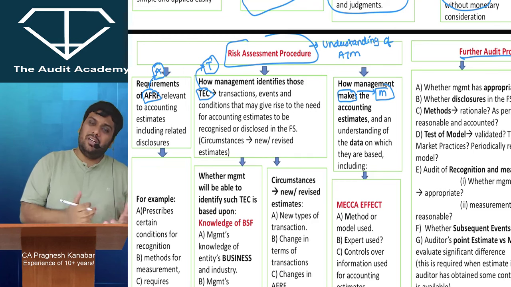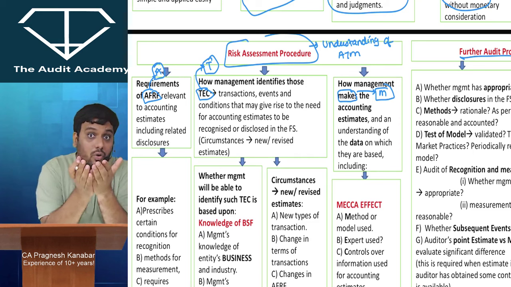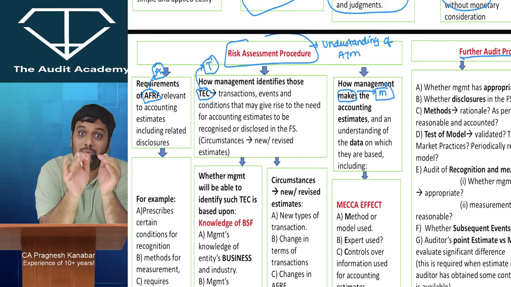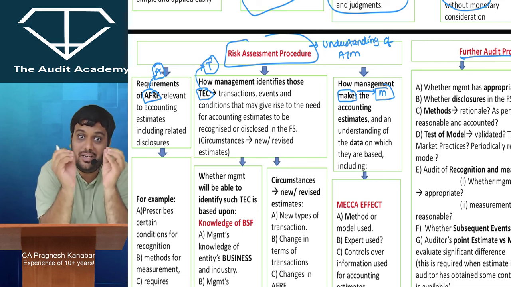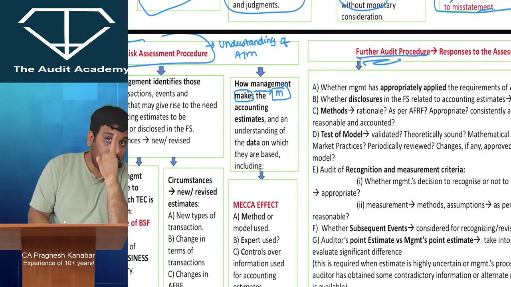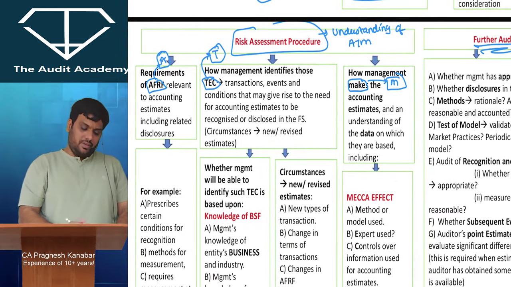Why do you want to obtain understanding of AFRF? You are just trying to obtain understanding. Don't write check whether sufficient and appropriate. In risk assessment procedure, you are just trying to understand and evaluate. Checking whether AFRF has been followed or not is further audit procedures. That is not risk assessment procedure because that is the testing stage. So you need to obtain understanding of the applicable financial reporting framework governing estimates.